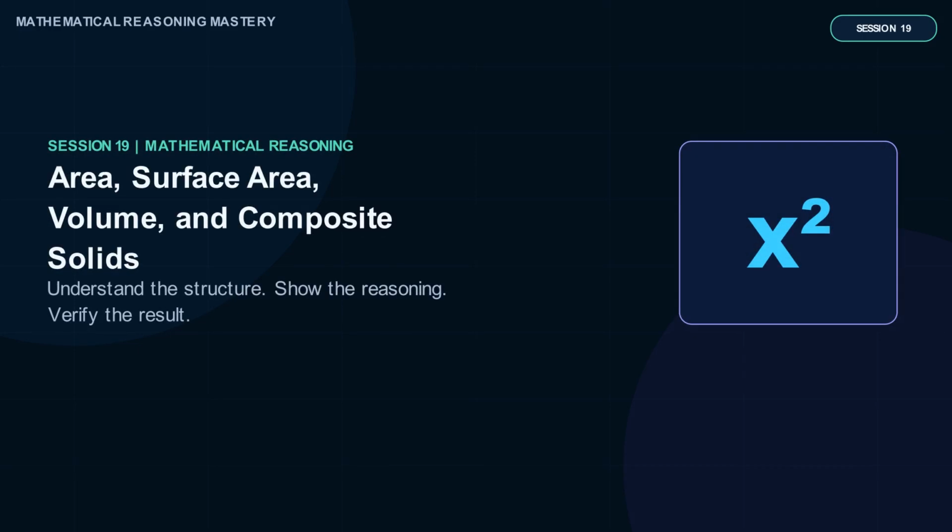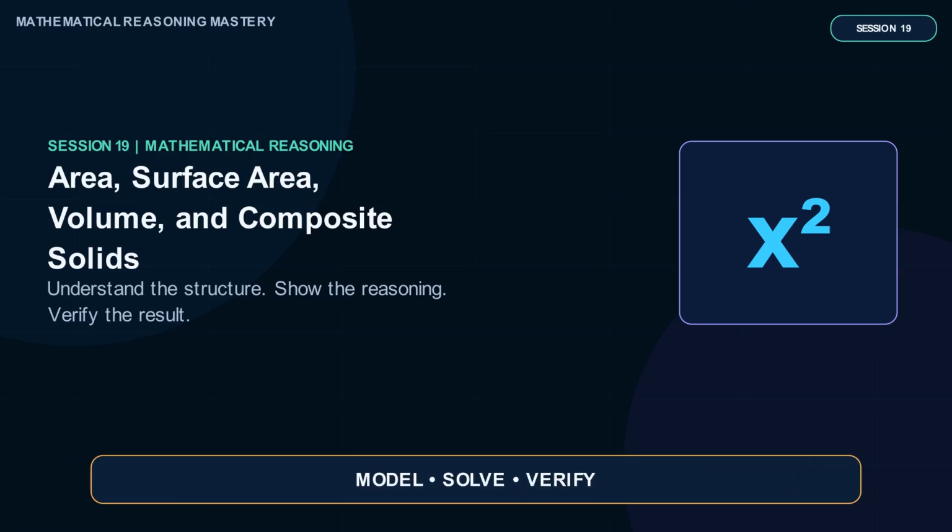Welcome to Session 19, Area, Surface Area, Volume, and Composite Solids. This lesson develops mathematical reasoning that stays reliable when a problem looks unfamiliar. You will learn to match dimensions to units, to decompose composite solids, and to count only exposed surfaces. These are connected habits, not isolated tricks.